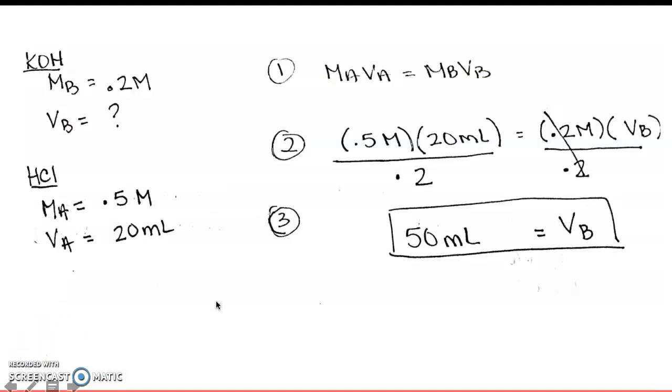And here's the solution worked out for that problem. So we have potassium hydroxide, our base. The molarity was 0.2 molar. We're looking for the volume of base needed. Hydrochloric acid, we know, has a 0.5 molar concentration, and we use 20 milliliters of acid. So again, step 1 is get the titration equation from the reference table, figure out your variables. Step 2, plug into the equation. So we have 0.5 molar times 20 equals 0.2 times the volume of the base. Divide both sides by 0.2 to get the volume of the base by itself, and we find we need 50 milliliters of the base.